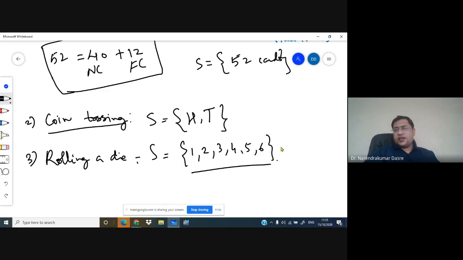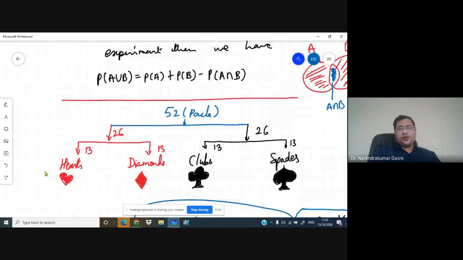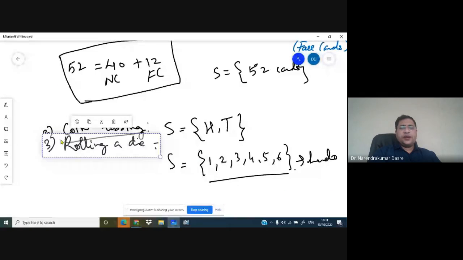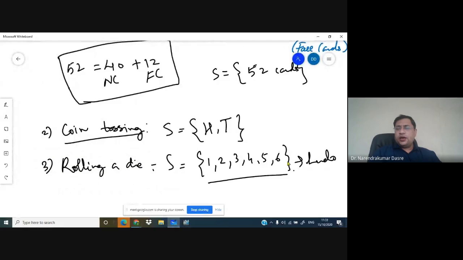This we usually use for games like Ludo, snakes and ladders, and the like. And this is simple coin tossing, head and tail. So these are the three classical examples to understand probability. This is the first example, the second example is coin tossing, and the third example is rolling a die or playing Ludo. So these are the basic experiments that we have.